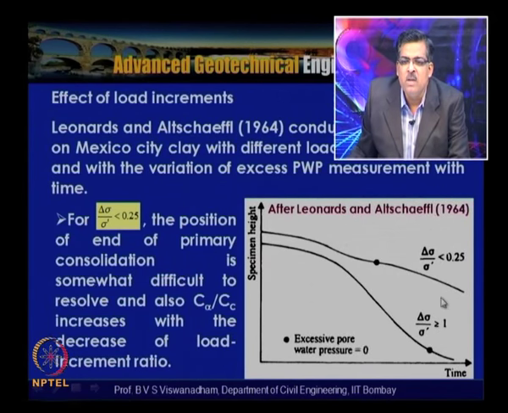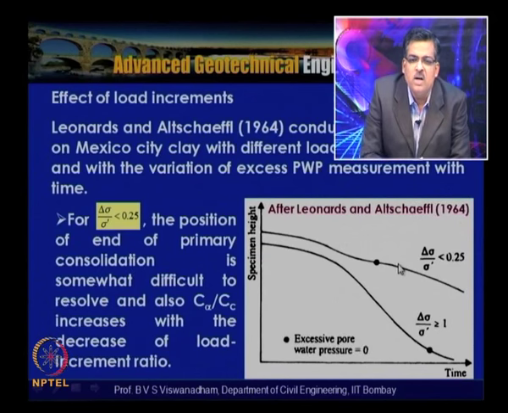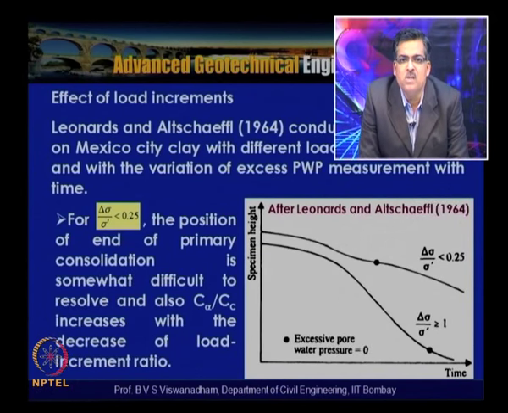It has also been noted that there is a distinct difference in excess pore water pressure dissipation. When delta sigma by sigma dash is less than 0.25, the dissipation happens much earlier, whereas for delta sigma by sigma dash greater than or equal to 1, it happens much later. The early dissipation can be understood because of the low load, but it is very difficult to distinguish the so-called end of the primary consolidation process.